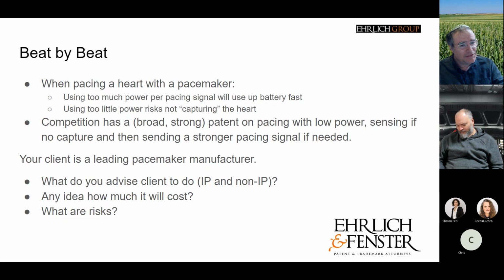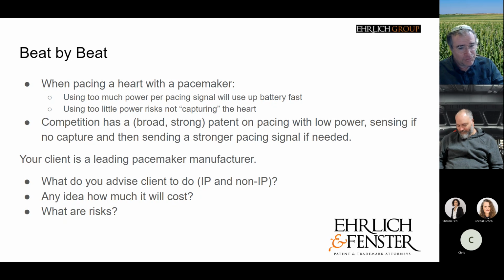Now, imagine the competition has a broad and strong patent that basically says pace with a low power, sense if you didn't capture the heart, that the heart's not feeling the pacing, and then send a stronger pacing signal if needed. Your client is a leading pacemaker manufacturer. What should they do?